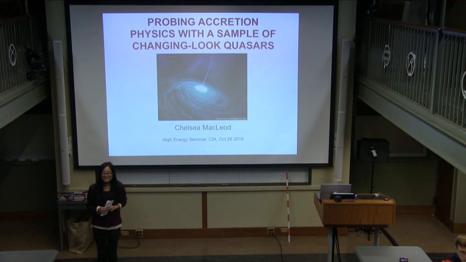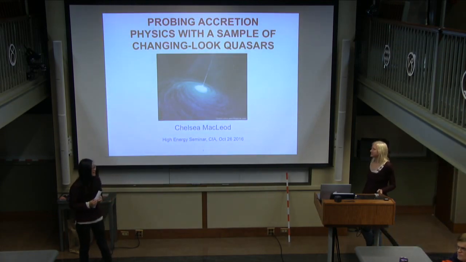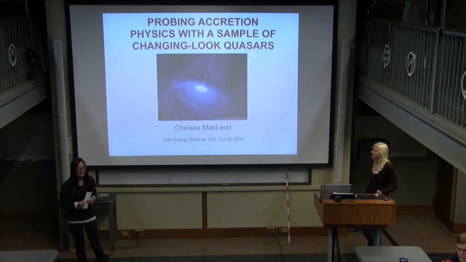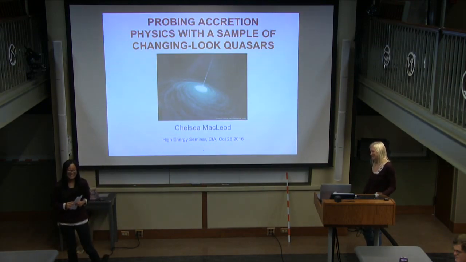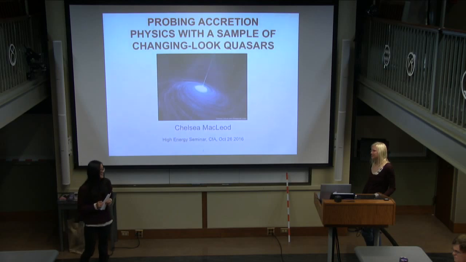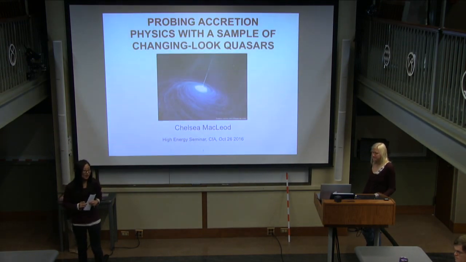High energy seminar today, and our first speaker today is Chelsea MacLeod. Chelsea is currently a postdoc at the Center for Astrophysics, working on quasar variability. She got her PhD in 2012 from the University of Washington, and after that she worked at the U.S. Army, the U.S. Naval Academy, and the University of Edinburgh. She joined the Center for Astrophysics in April earlier this year. Today she's going to talk to us about a sample of changing look quasars.